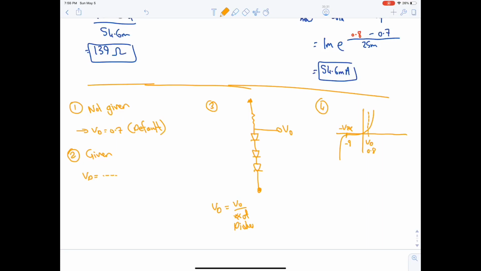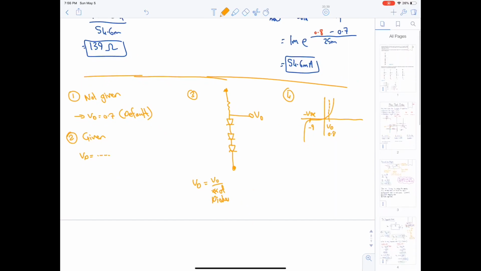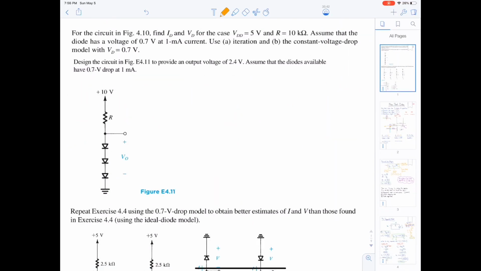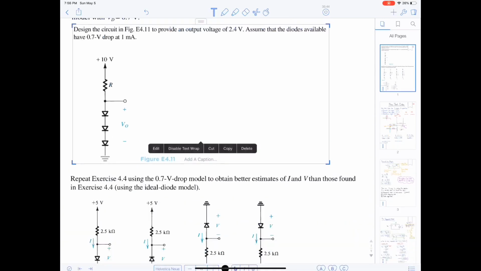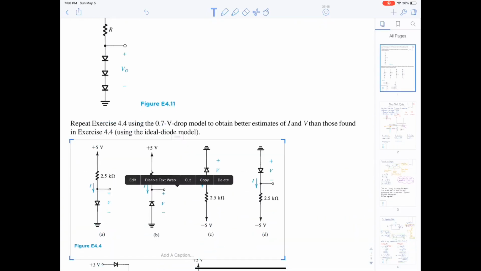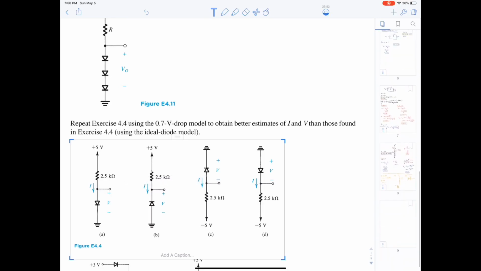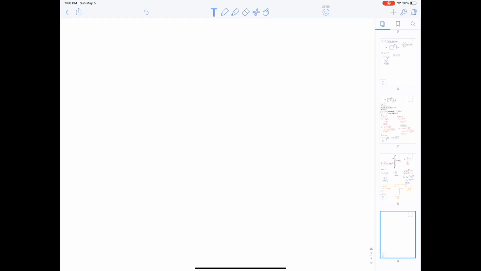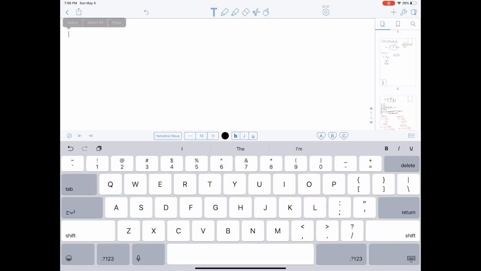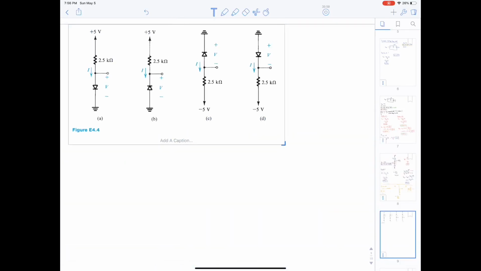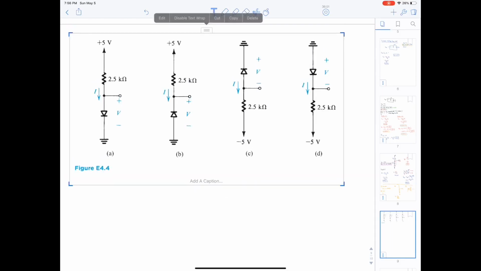good. So let's move on. The next question says that we need to repeat the exercises that we did in the previous video, but using non-ideal diodes rather than ideal diodes. Okay, let's do these first and then we'll do the rest.